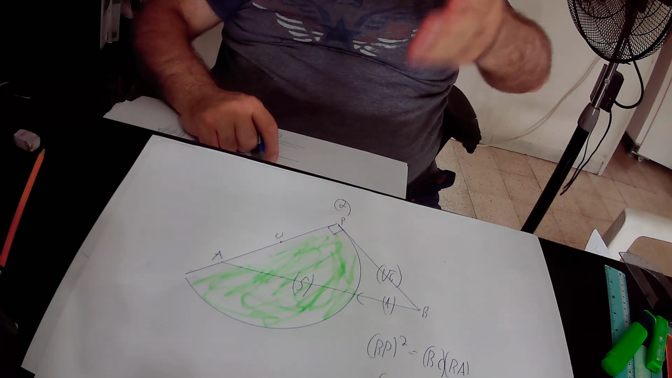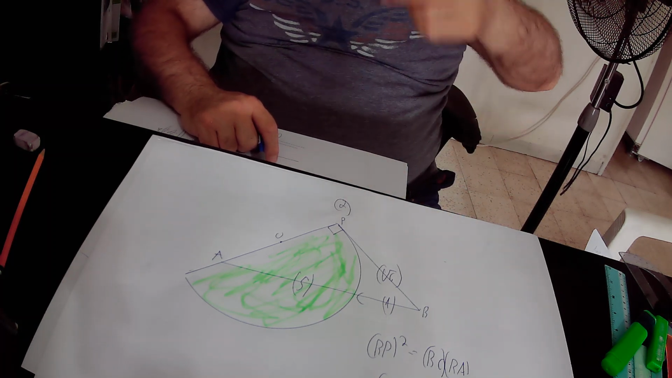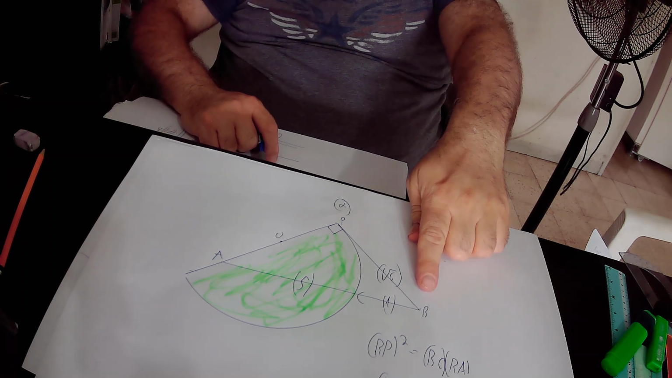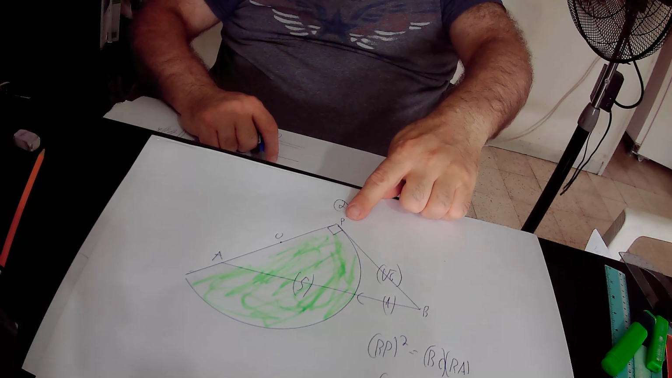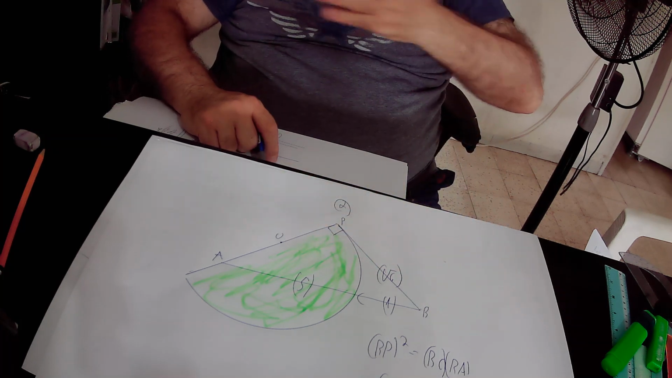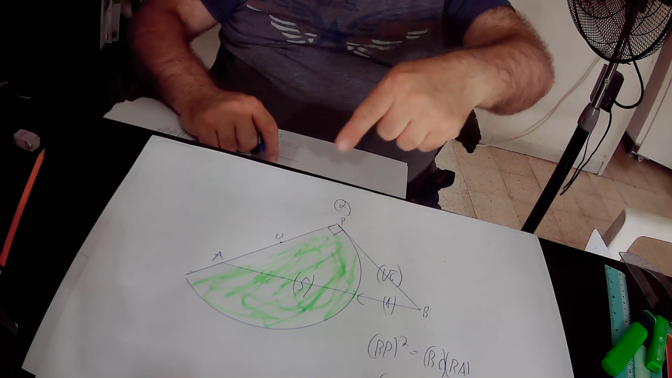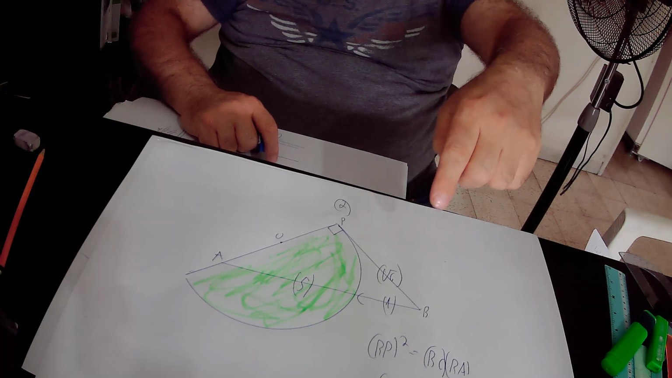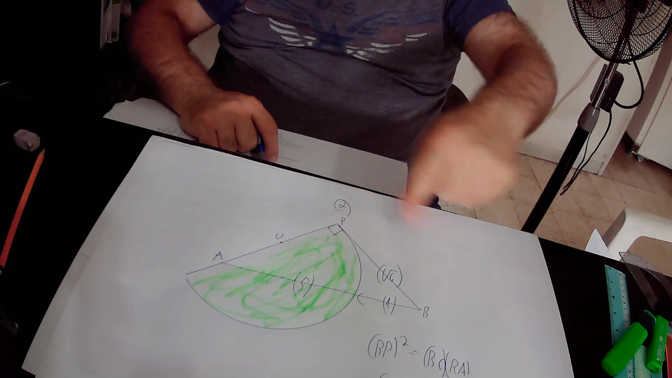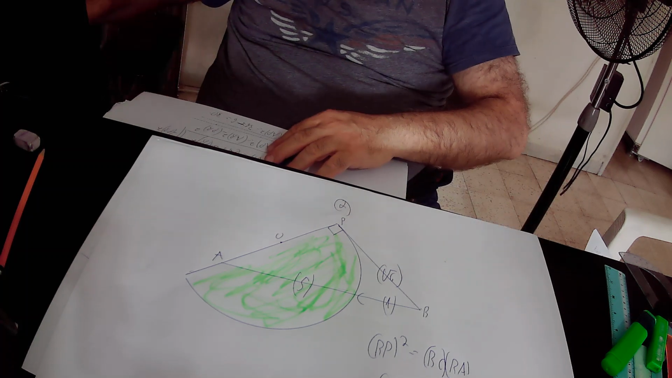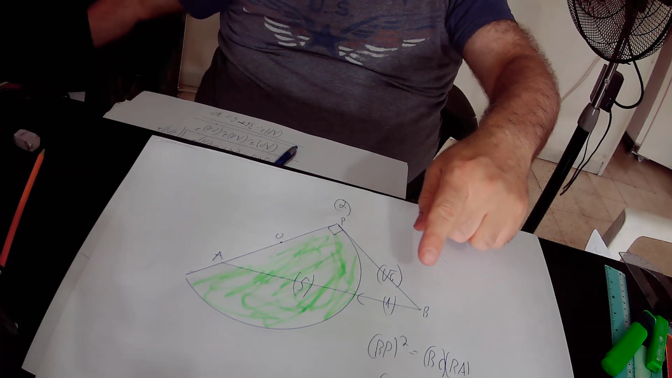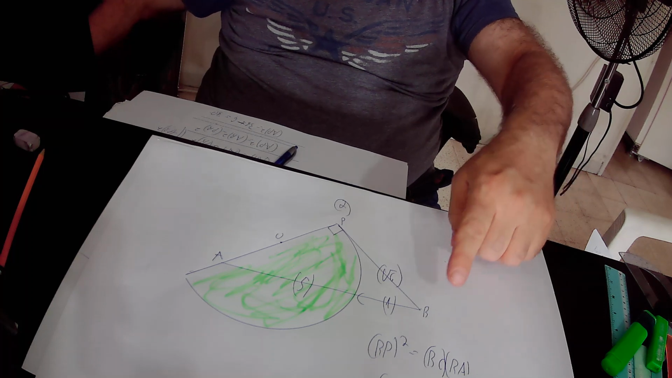Whenever you have an external point to the circle, and from the external point you create a tangent, and from the same external point B you create chord CA, then the following equation will be true: BP squared, the square of the tangent, equals BC times BA. Again, BP squared equals BC times BA.